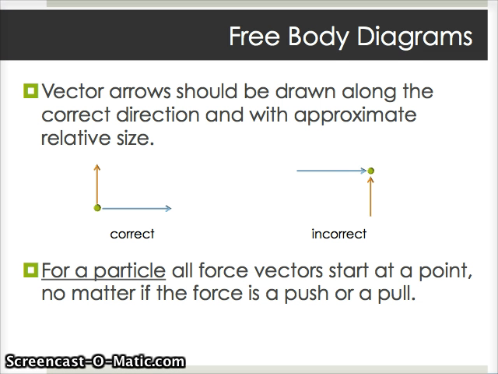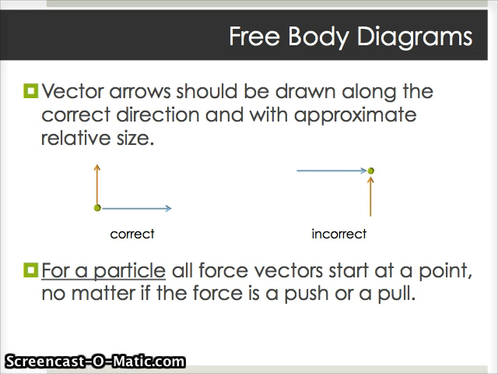So when you draw a free body diagram, there's a few rules that you're expected to follow. For one, whether a force is a push or a pull on an object, you always draw the arrows coming from a dot that represents the object, not pointing toward the object. So this diagram on the left is the way you are expected to draw those diagrams, so please get used to doing that.